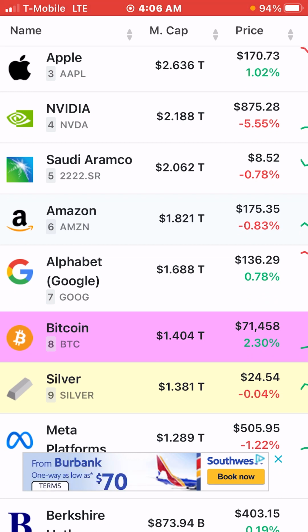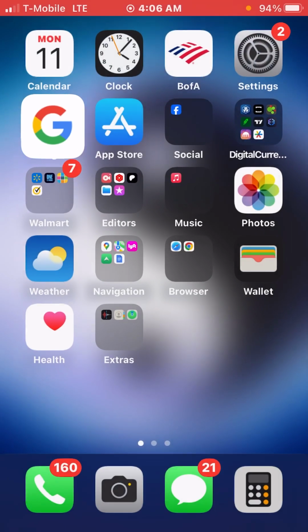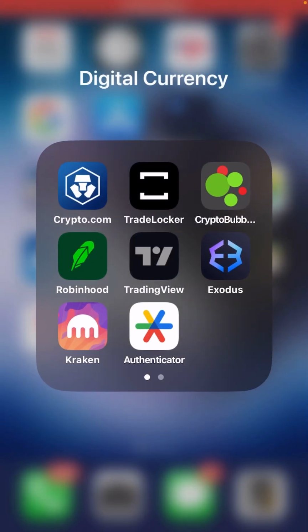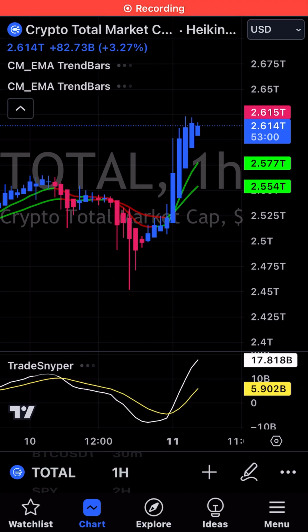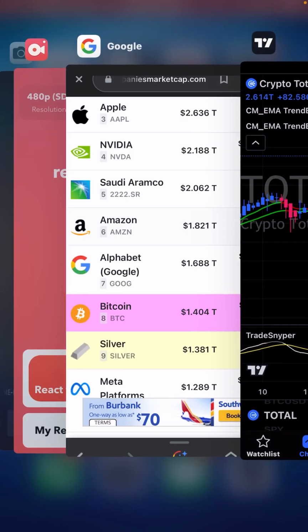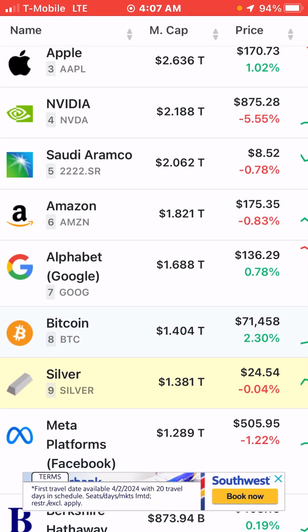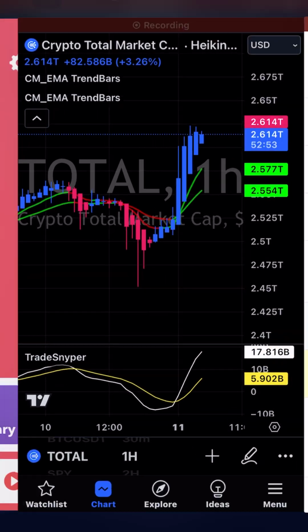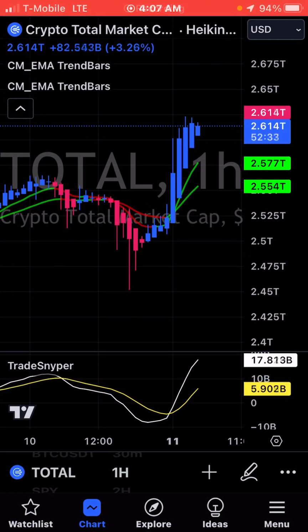It has to pass Google with 1.68 trillion, which will probably happen very soon. If we look at the total crypto market cap, it's 2.61 trillion, and it won't take that much for it to pass Google. Google's the next thing it has to pass.